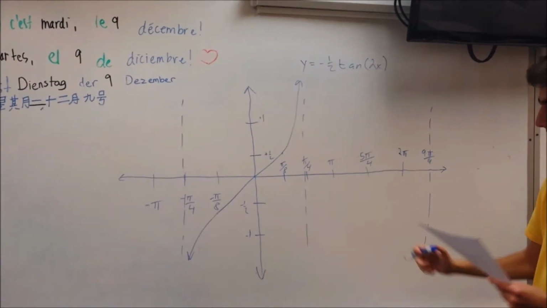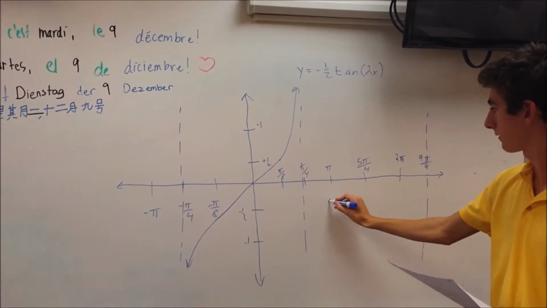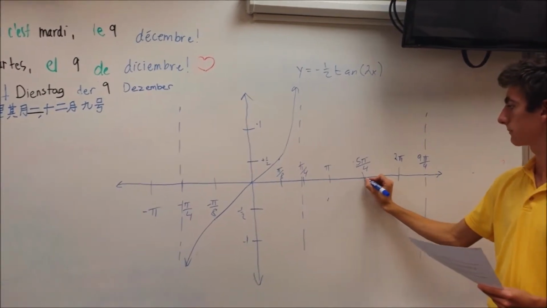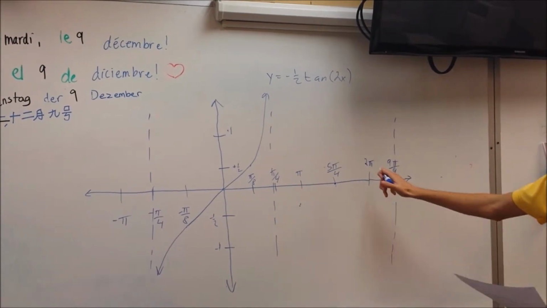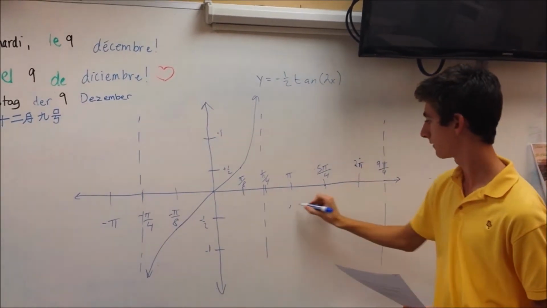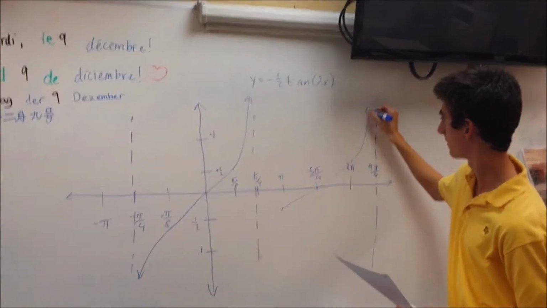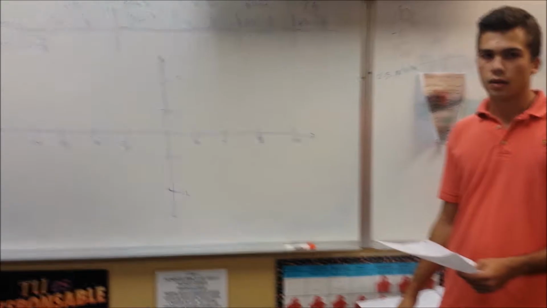And then our next intermediate point would be at pi, negative 1/2. And then our next x-intercept would be at 5 pi over 4 and 0. And then the other intermediate point would be 2 pi, positive 1/2. And that is our second period of this graph.